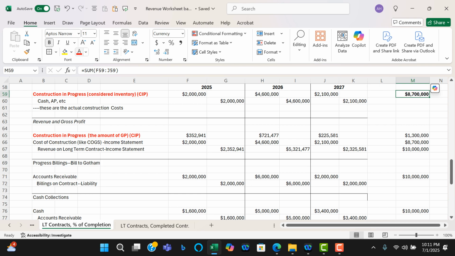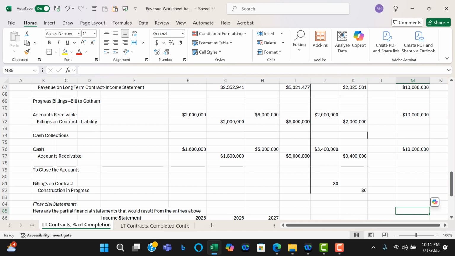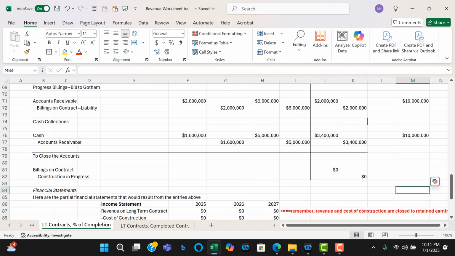Construction in process account has all these debits here for the cost of the project, plus these debits here for the gross profit. So you add the two together, you get $10 million. So the construction in progress account has $10 million in there. And the only other account which hasn't been cleaned up is the billings in progress account, which you can see from this set of journal entries here has 10 million.